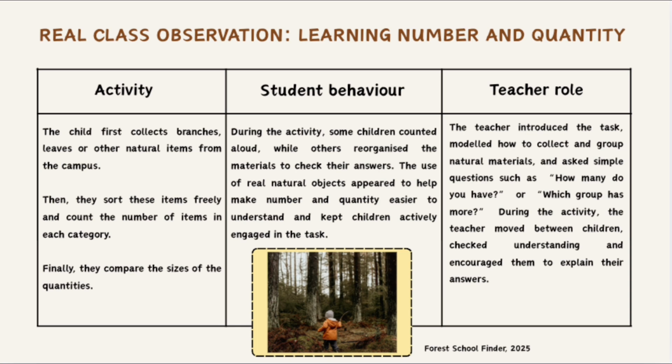This slide shows a classroom observation about number and quantity. In the activity, children collect leaves and nature objects, then they sort them into groups, count them, and compare which group had more or fewer items. This helped children practice grouping and comparing in real situations. The teacher introduced the task, asked simple questions, observed children's behavior, and checked their understanding.